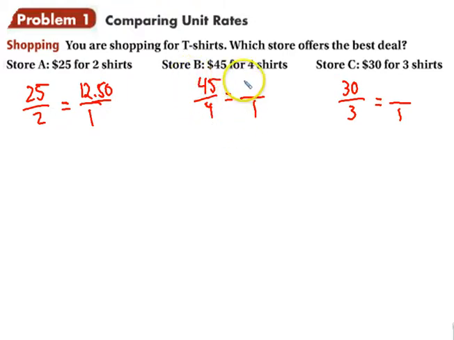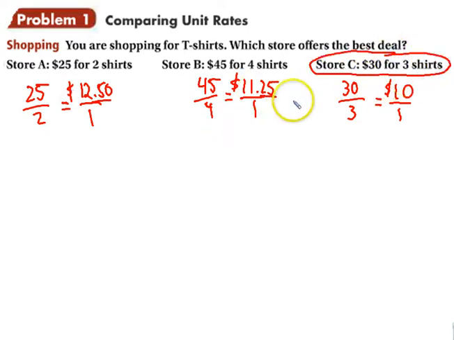This one turns out to be 11.25. This one turns out to be 10. Each one of these is dollars per shirt. So it's pretty obvious which one is the better deal. Store C, you save a whole $1.25.